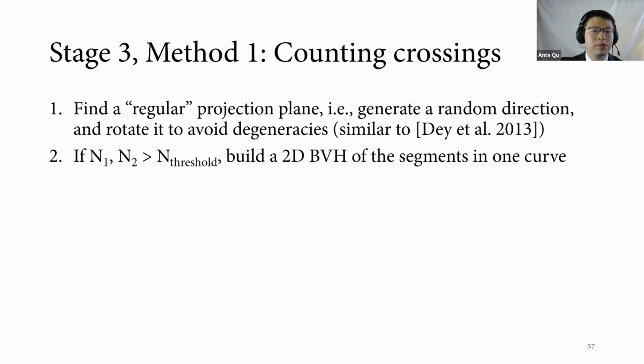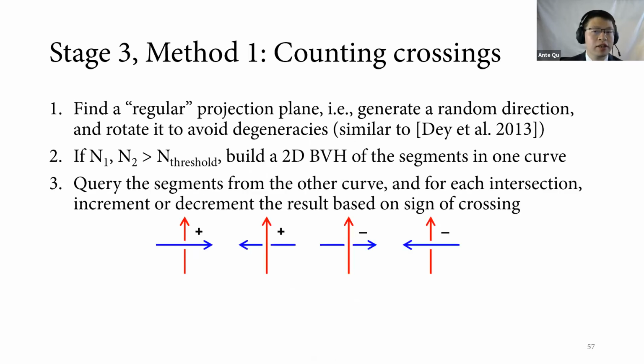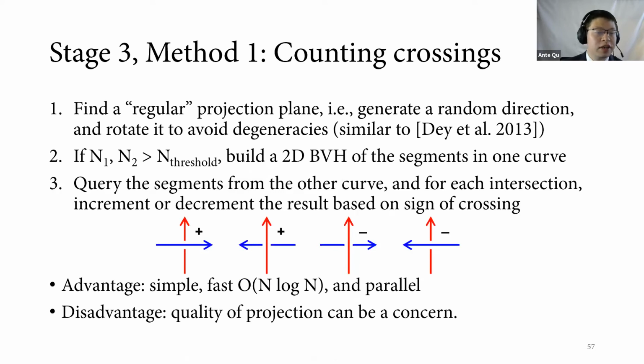If the loops have a lot of points, we build a 2D BVH of segments from one curve. We then iterate the other curves in parallel and use the BVH to detect intersections between the curves. At every intersection, we increment or decrement the linking number based on the sign of the crossing. The advantage is that this is a very simple and fast O(n log n) and parallel algorithm. However, one disadvantage is that the quality of the projection can be a concern in case degeneracies occur.